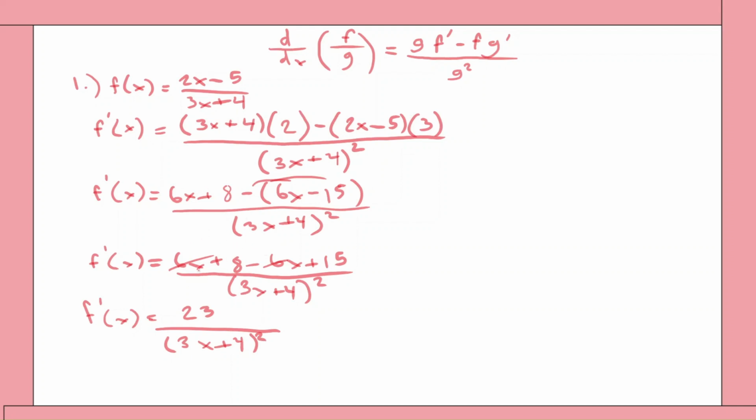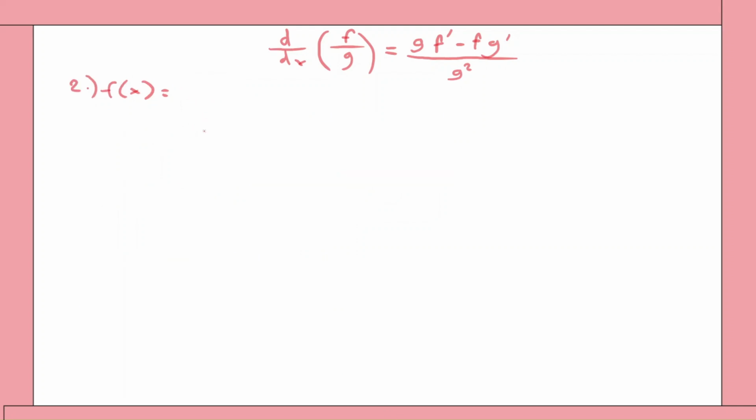Not always do the x's perfectly cancel out with one another, but the actual process is the same. So I'm just going to erase this and come back for another example for us. Okay, welcome back to another example. This one we're going to be doing with a bigger polynomial: x squared minus 3x plus 4 all over x plus 2.